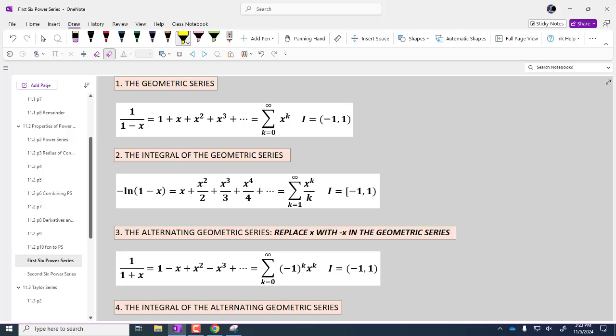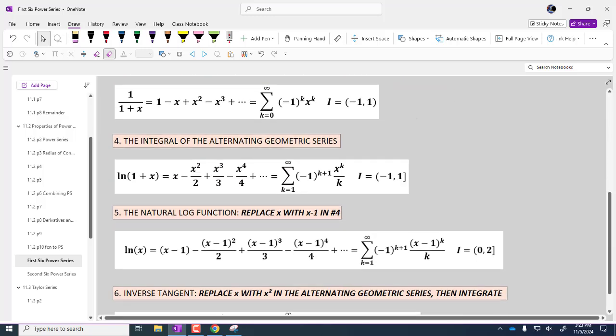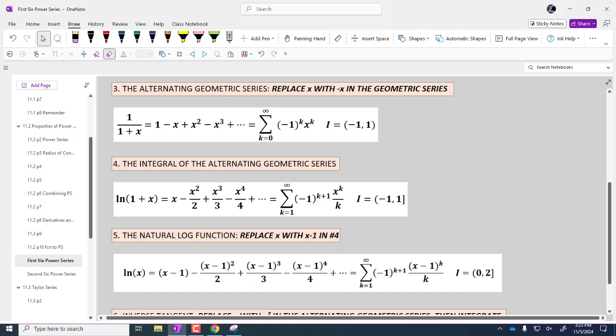Okay? All right. So that seems simple enough. Take that one, replace all the x's with -x. It becomes an alternating harmonic. So there we have it. Now, keep that one in your mind.